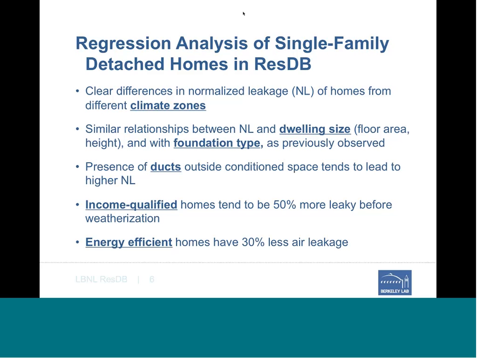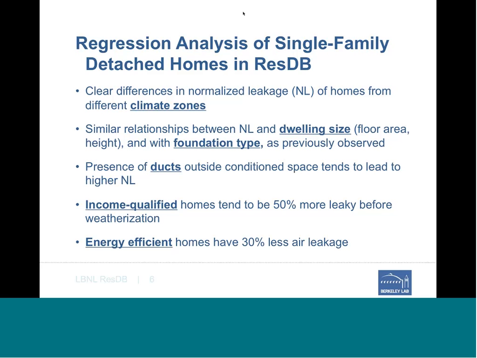We found that leakage increases with floor area, and we used the metric normalized leakage. So this could be due to some artifact from our normalization. We also found that normalized leakage increases with height, and these are similar results to what we found before. We found that houses built on a concrete slab are more airtight than homes with a crawl space, perhaps not surprising there. We found that homes with ducts outside the conditioned space, which is still the common practice in existing U.S. homes, tend to have higher leakages.